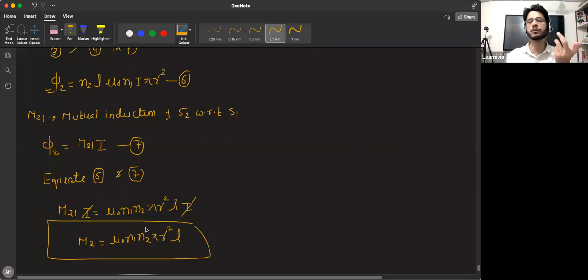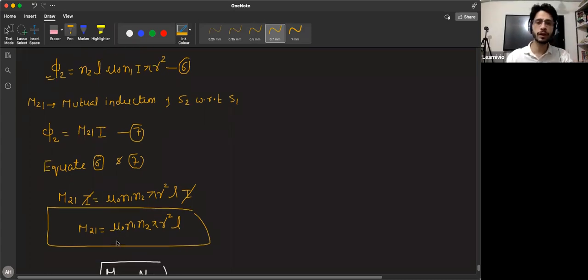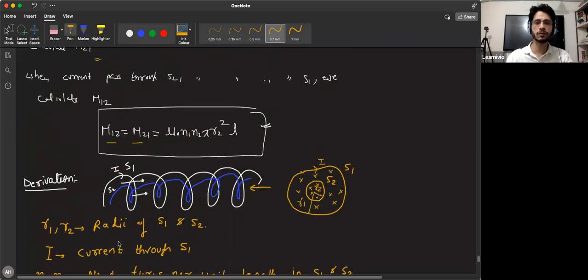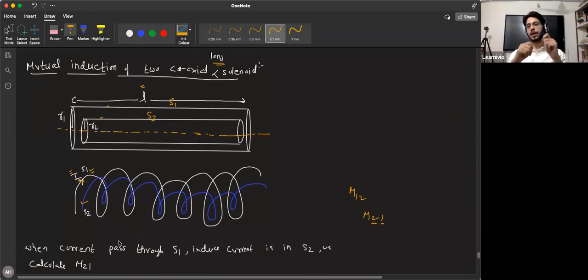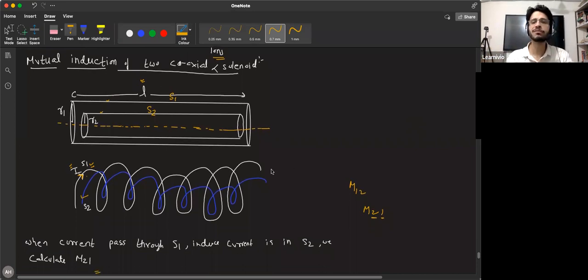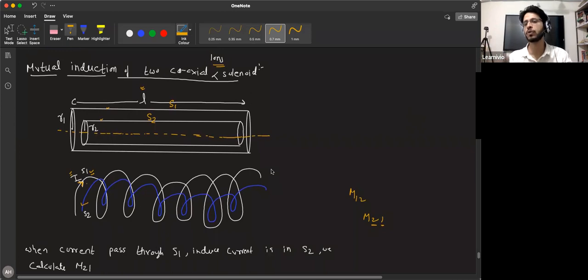See, mutual induction depends upon the number of turns, geometry, radius, length, and mu naught, the medium. So it depends upon these terms. We'll calculate M12 also, but first write these calculations. Note it down. Then we'll see what happens when you pass current through the second solenoid and calculate the mutual induction of the first solenoid. There's a principle known as the principle of reciprocity, which says M12 and M21 should always be equal. That's the theorem of reciprocity, which is not in your syllabus, but we can still derive it, and when we calculate M12 and M21, they come out to be equal.